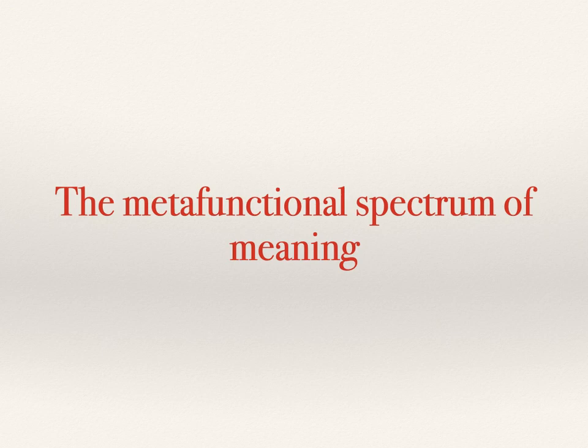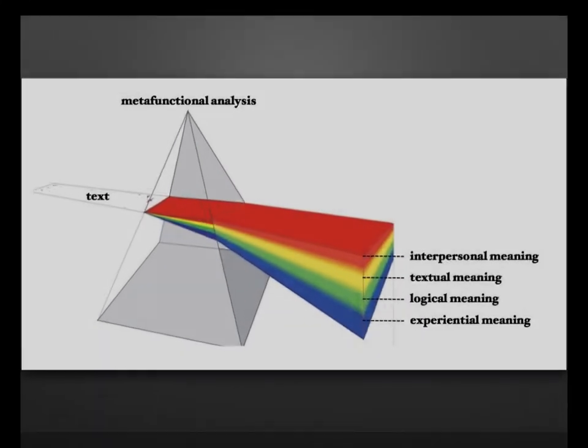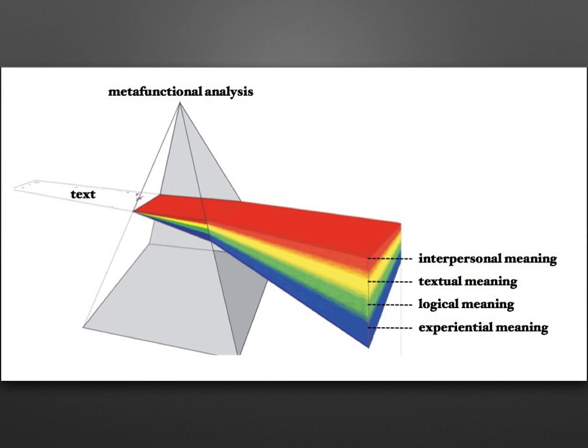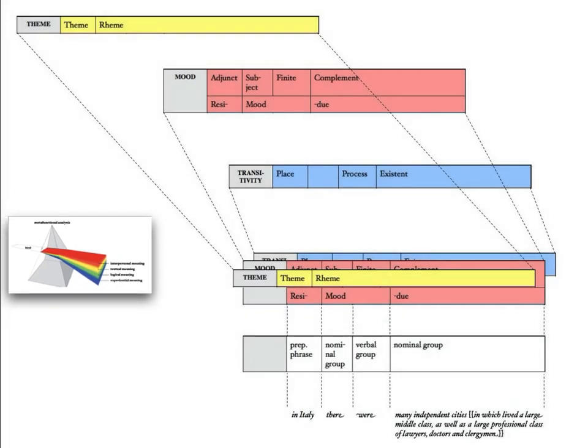But let me just take a step back, a bit of a recap, coming back to the metafunctional spectrum of meanings, the metafunctions. So we're saying if you hold up a theoretical prism to meaning in text, we will find that there are different ranges, not just white light, but red interpersonal meaning, yellow textual meaning, green logical meaning, and blue experiential meaning. And as we saw at the beginning of the semester, any clause we take will be analyzed, teasing apart, as it were, these different strands of meaning running through the clause.